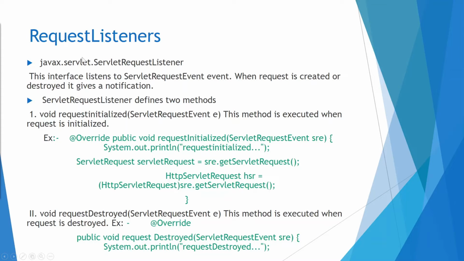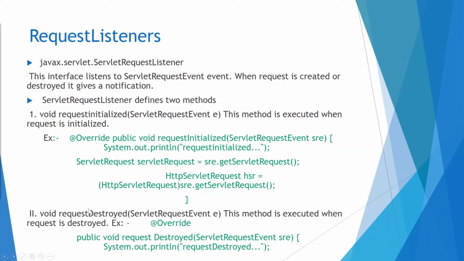Request listeners. Servlet request listener. This interface listens to the Servlet request event. When a request is created or destroyed, it gives a notification. Servlet request listener defines two methods. First one is void request initialized. This method is executed when a request is initialized. This is an example for that, and this is an override method.